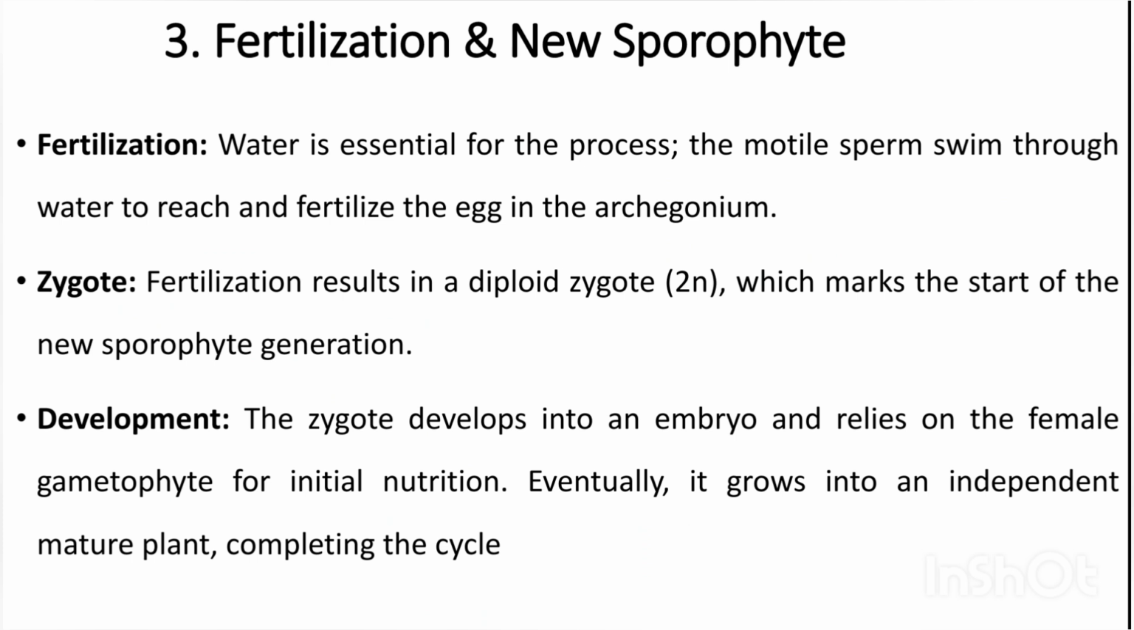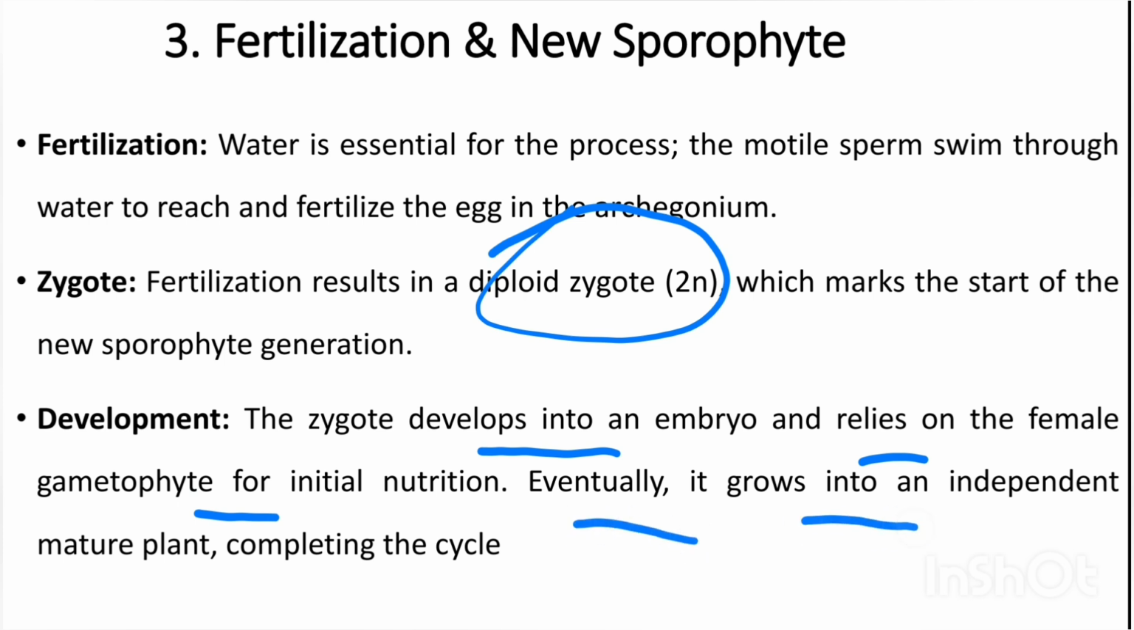Then water is very essential for fertilization. Motile anthrazoids or sperms swim through the water to reach the egg cell which is placed inside the archegonia. Then after fertilization they form a diploid zygote which develops to make a new sporophytic generation. The zygote at first develops into an embryo, and that development depends on the female gametophyte for initial nutrition. Eventually it grows into an independent matured plant, completing the whole life cycle.